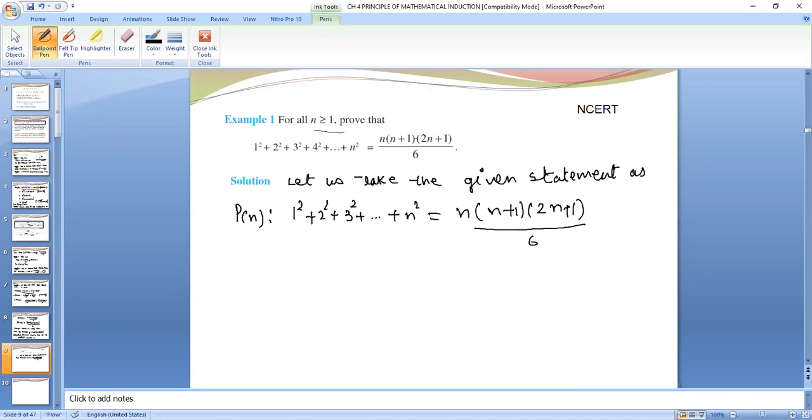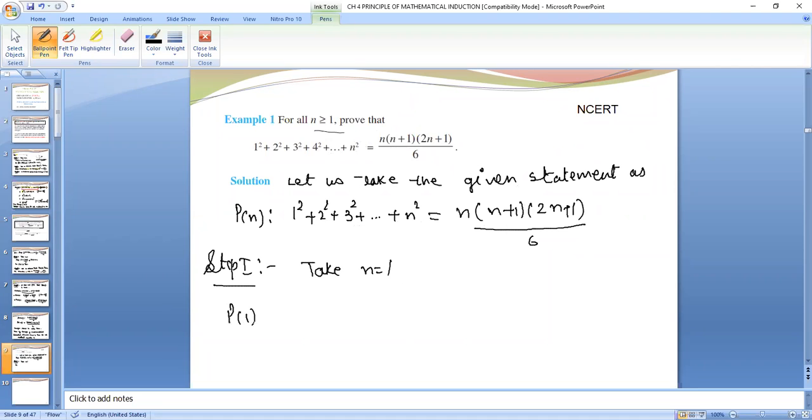We have written the given question. This is the question which is given to us as a statement P of n. This statement we have to prove that it is true. So in step 1, we will take n equal to 1.